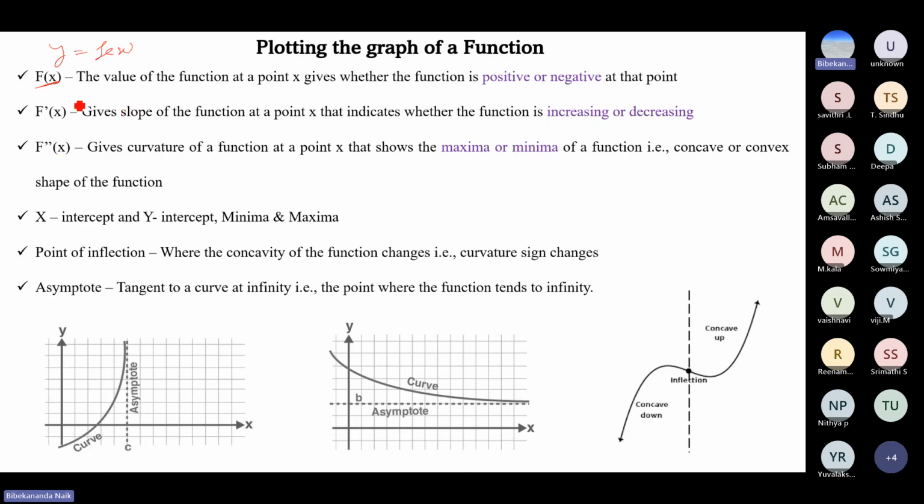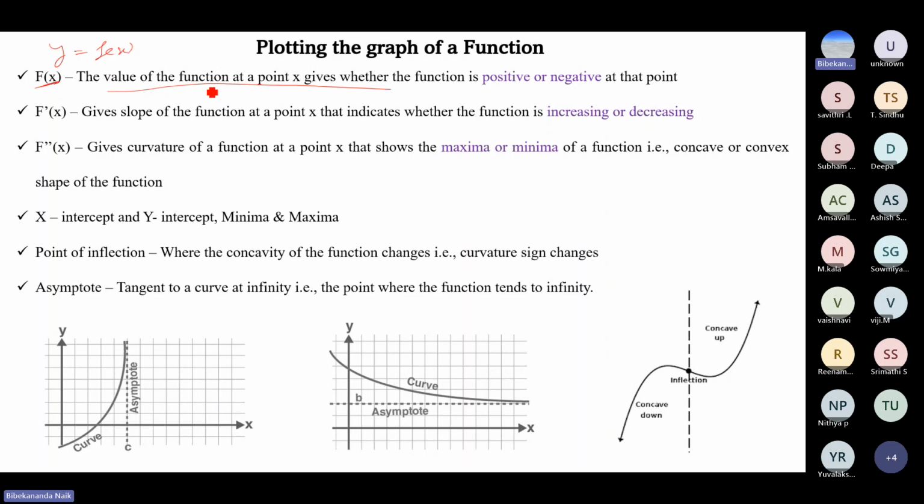The function f(x) will give the value of the function at the point x, and from that value we can say whether the value is negative. If the value is positive, then it will be lying in some quadrant, and if the value is negative, it will be lying in a different quadrant. So the values of x and y and whether they are positive or negative will determine the position of the point in a particular quadrant.